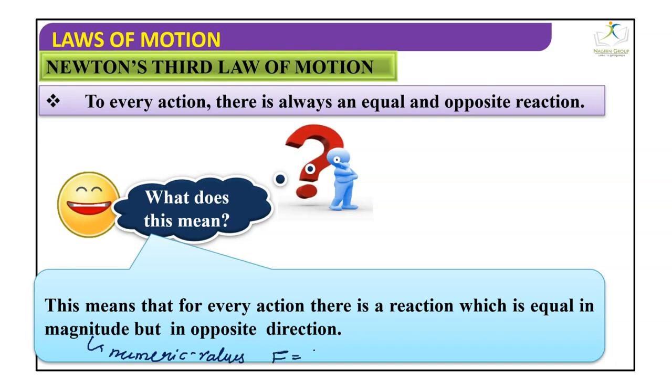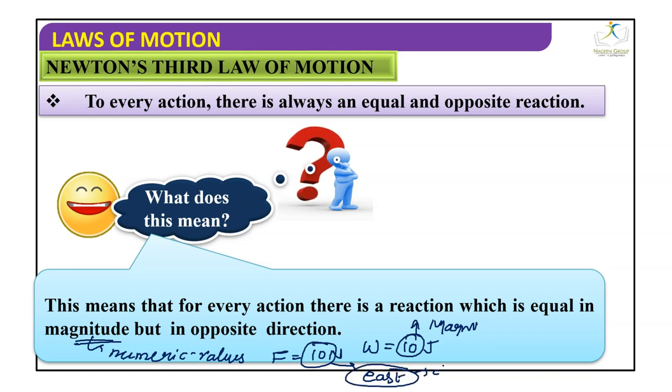Like, if I am applying a force of 10 Newton, what is 10? This is the magnitude. Work of 10 Joule, so what is 10? 10 is the magnitude. But if it is applied in the direction of east, east is the direction. Clear? So the numeric value, the numbers, are related to the magnitude.